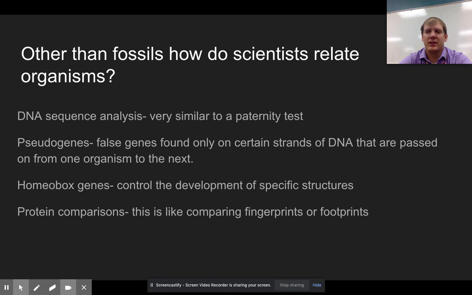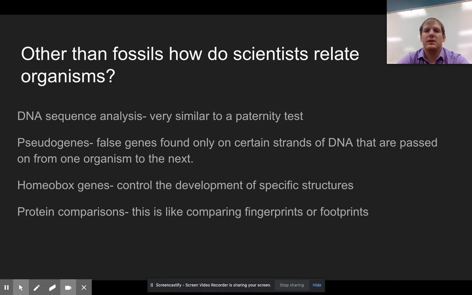We also have genes called homeobox genes. Homeobox genes control the development of a specific structure. So we have a homeobox gene that gives us our Adam's apple, or a homeobox gene that makes us bipedal, walking on two legs. Scientists can look at those genes and say, okay, they have these genes, so that must mean they're in this category. If we're looking at the fact that we're bipedal, we only develop two legs, we can pull that gene out and say, this organism has this gene, so that must mean they were bipedal as well.